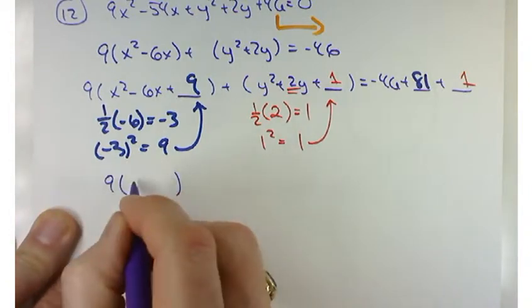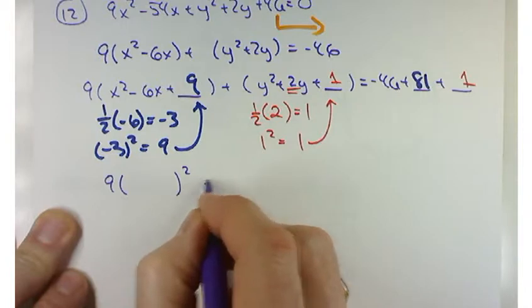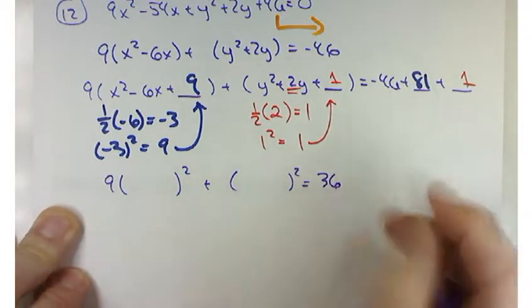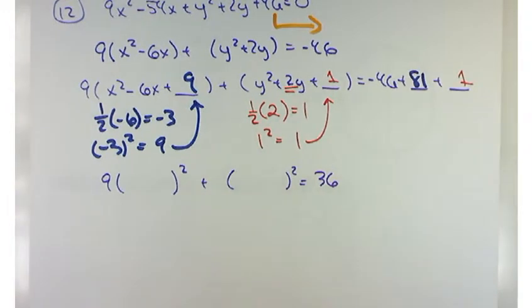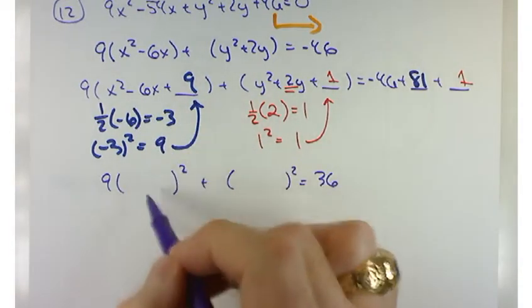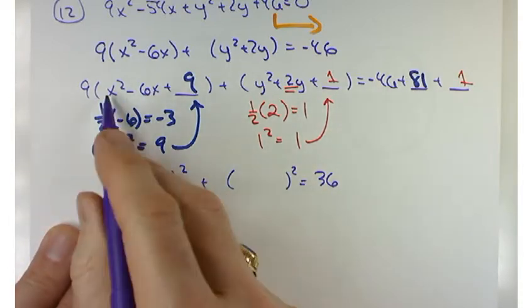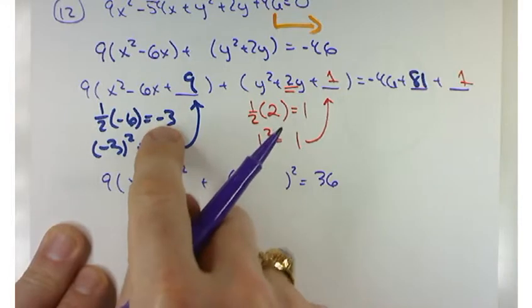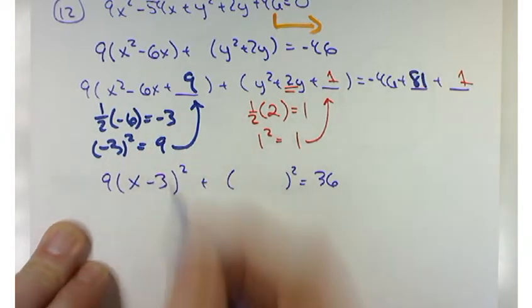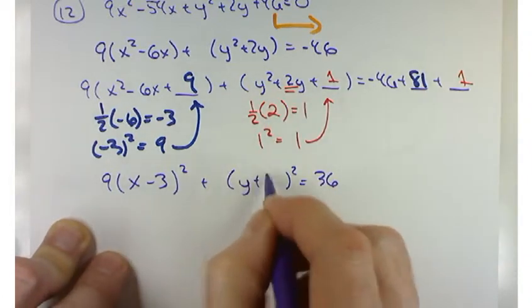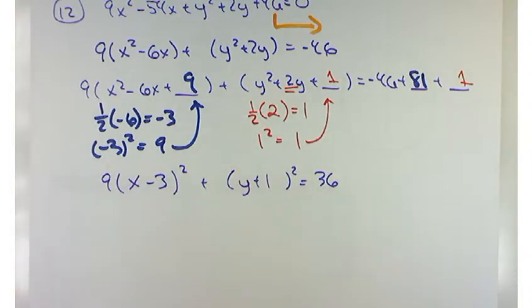9 times, well, this is something squared, and this is something squared. That adds up to, I think, 36. So, what do I square to get this? Good. X minus 3. This number here really helps you out down here. They're the same. And likewise with the 1 here. This is going to be y plus 1. So we're looking a lot better. A little bit more work to go here to kind of get this one into shape.